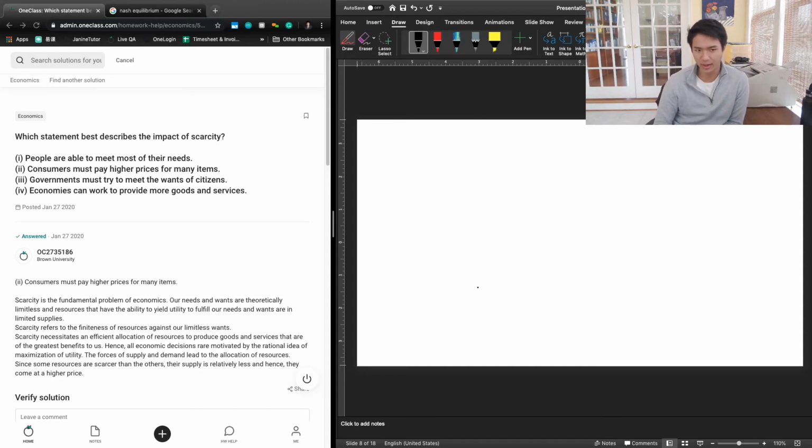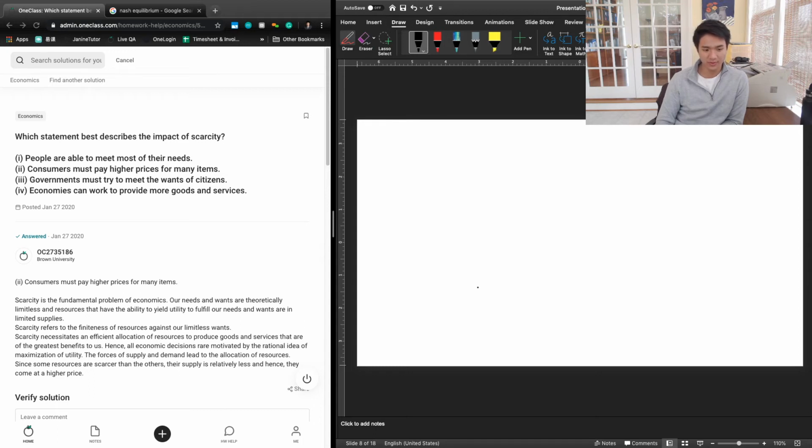And this is just because some items are more scarce. If everything was unlimited, you could get everything for free, right? If food was unlimited, if water was unlimited, if diamonds were unlimited, everything would be very cheap, even free, because there would be no competition between people to buy those goods. It's only when things are limited and things cost money that there must be higher prices. And so that's going to be the best answer choice here, I would say.